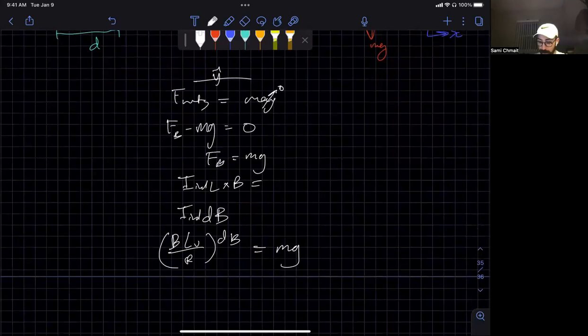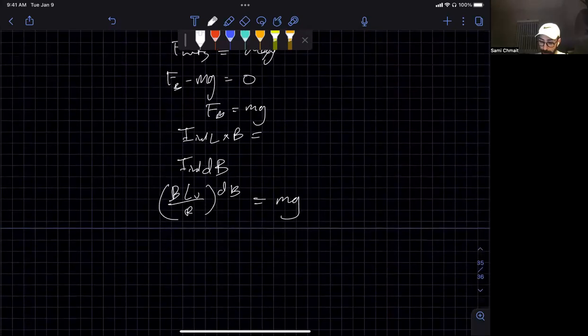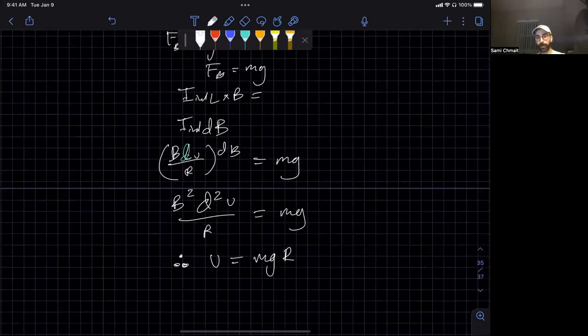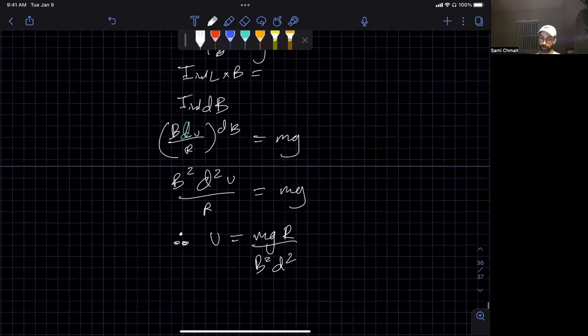And we got to rearrange to solve for V. And when you rearrange here, so let me just do that real quick, actually. B squared, and now D squared, because remember I called L D in my diagram. V over R is equal to mg. We want to solve for V alone, so therefore V is going to be equal to mgR, and then divided by B squared D squared. Okay, so no number solution here.